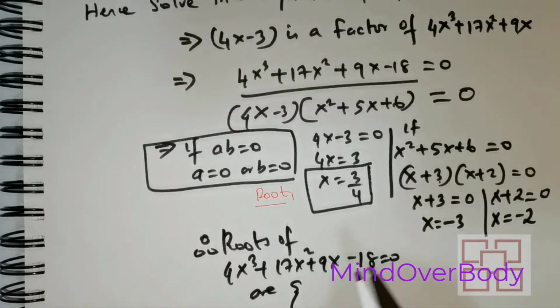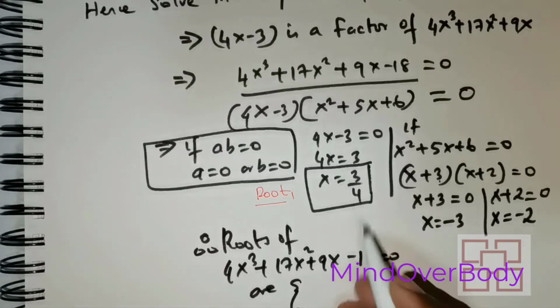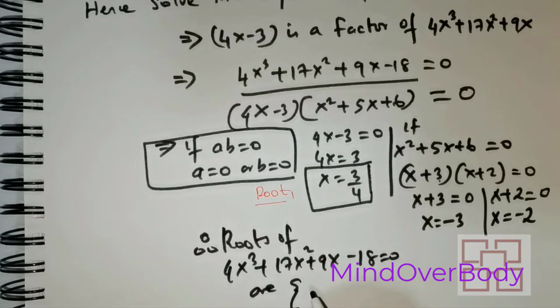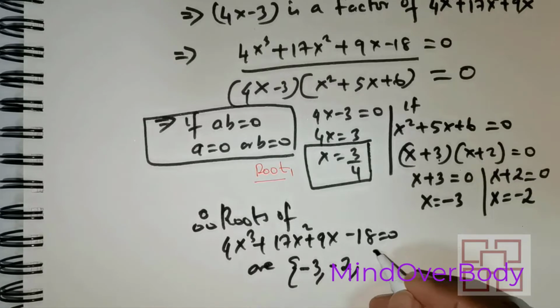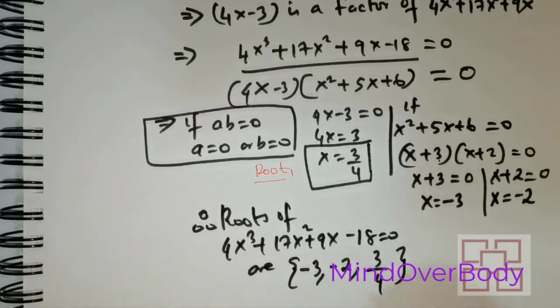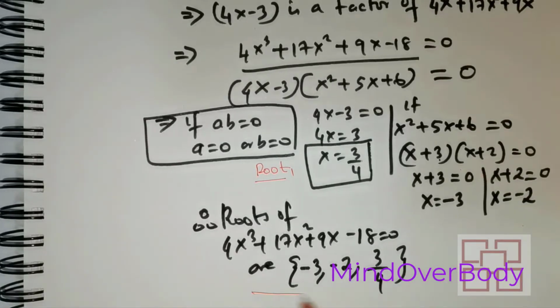So what are the roots? We started off with 3 divided by 4, but our convention states that we need to write from the smallest value. So that would be negative 3, negative 2, and then finally it will be 3 divided by 4. So this completes the solution for the question.